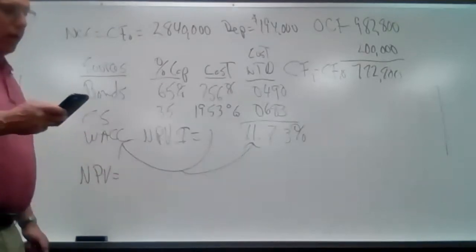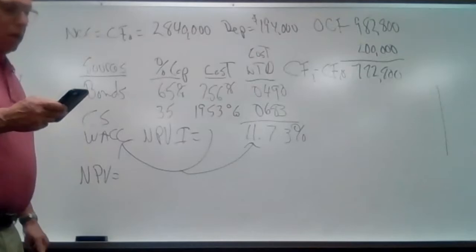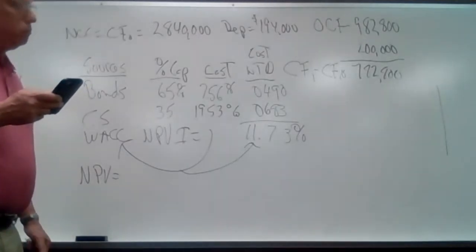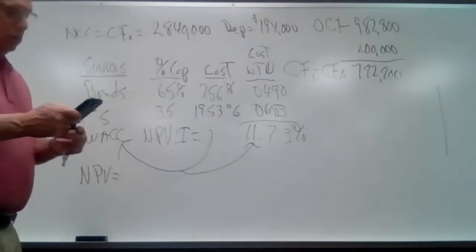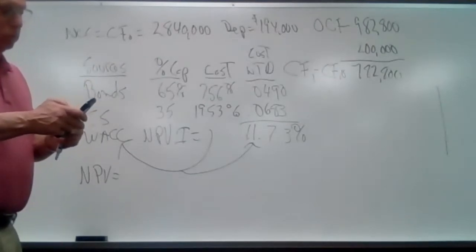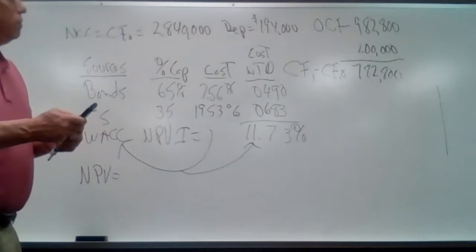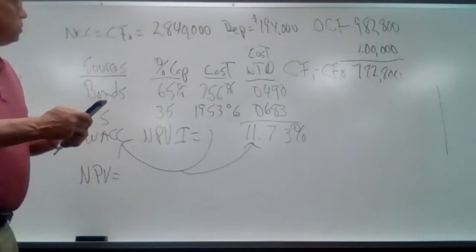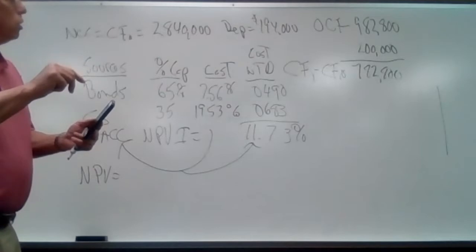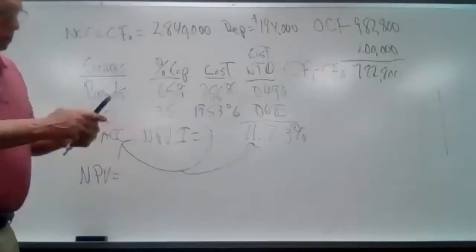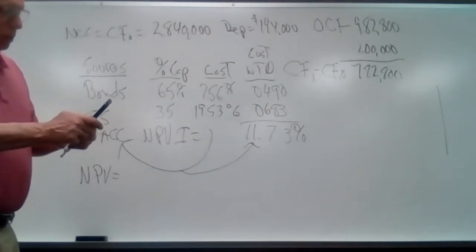1,929,165. That's not what I got. I got a different number. I got 1,374,113. Let's try it again. Hold on. I may have gotten off. Let's put these numbers back in because I may have put the wrong number in. I think you're right. But let's do it. 2,840,000 plus minus, enter, down arrow.